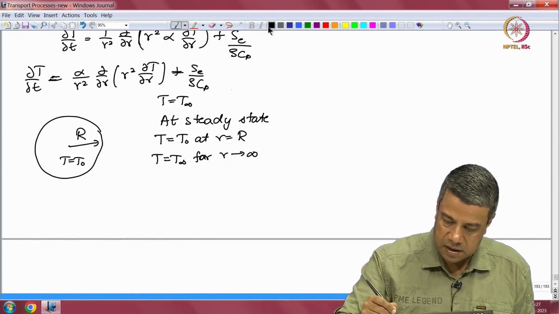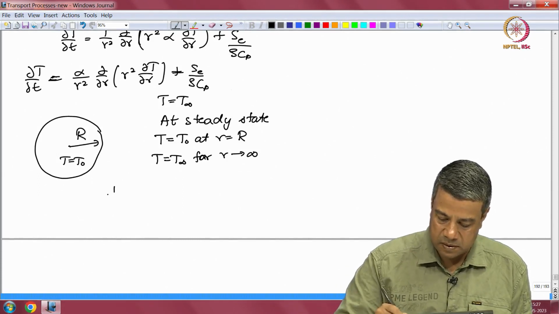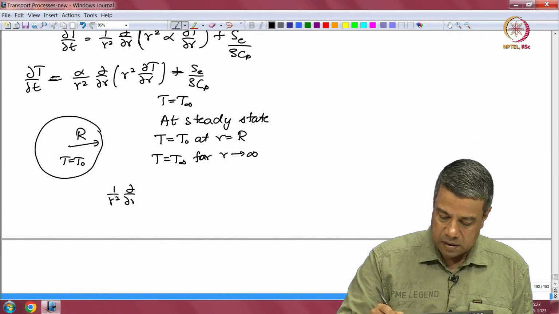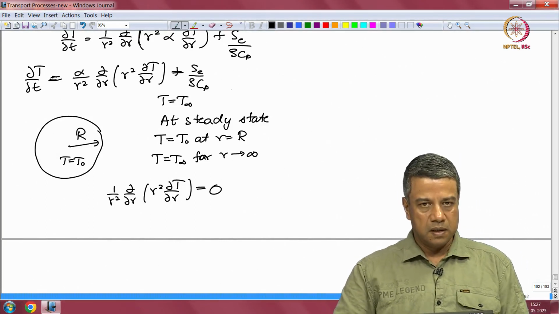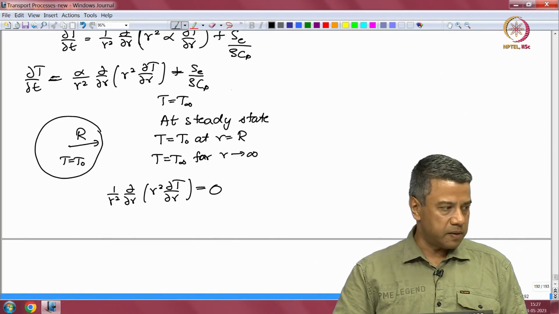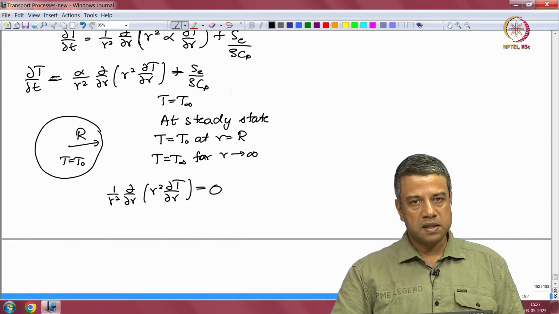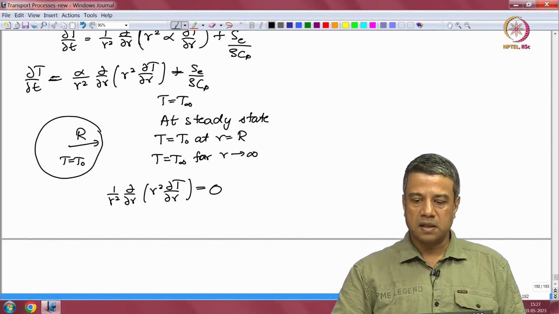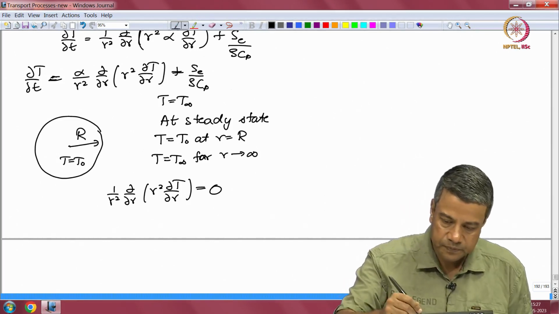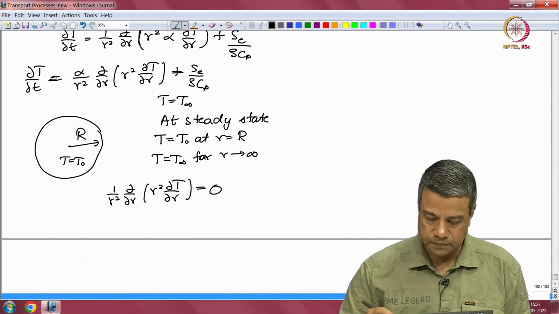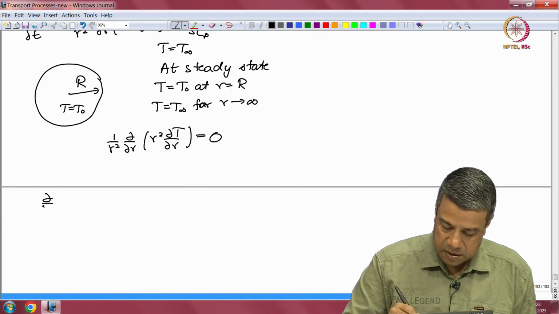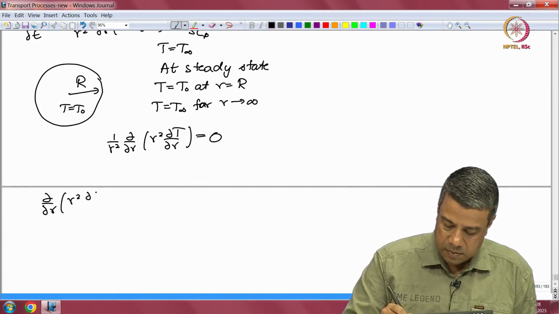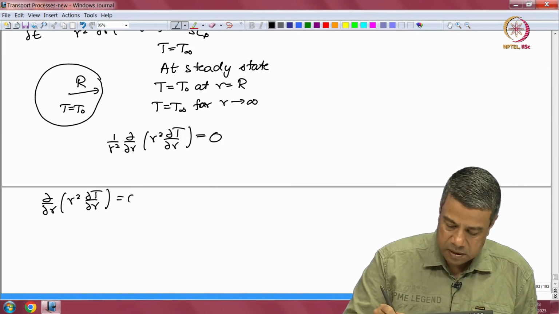At steady state, in the absence of sources and sinks, the equation is 1 by r square d by dr of r square partial T by partial r equal to 0. At steady state, partial T by partial t equals 0, and in the absence of sources or sinks, S equals 0. You can solve this equation: partial by partial r of r square partial T by partial r is equal to 0.